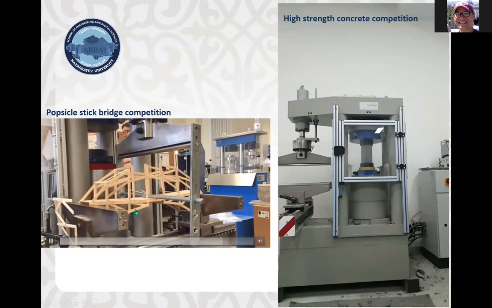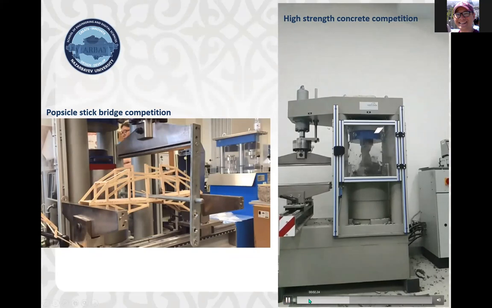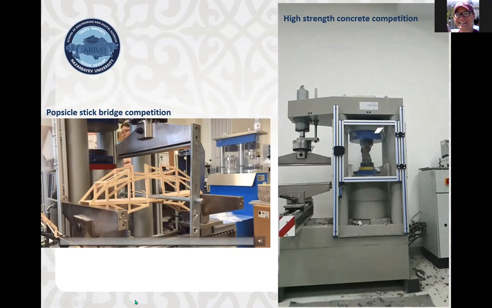Another activity is that the ACI student chapter does a high strength concrete competition. The student chapter made this concrete, and then they are testing it. You can see it in these videos. Because of the high strength concrete, it showed this kind of behavior. I believe the students got 100 megapascals in this concrete. So this is one of the activities of the ACI student chapter.